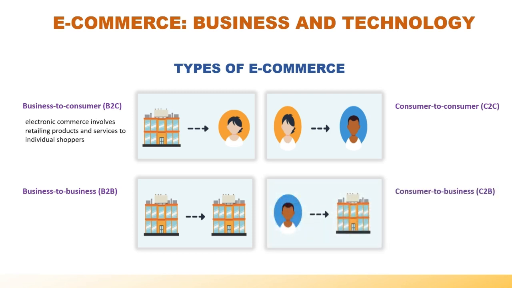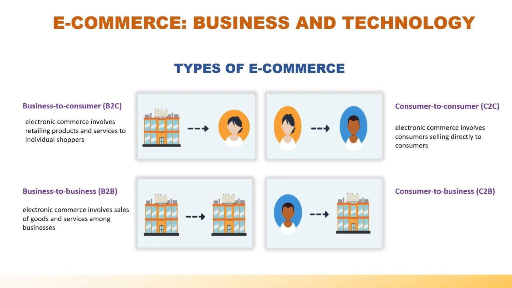Business to consumer electronic commerce involves retailing products and services to individual shoppers. Amazon's own products, Amazon Prime, and Amazon Originals are all examples of business to consumer e-commerce. Business to business electronic commerce involves sales of goods and services among businesses. Manufacturing materials, clothing, car parts, and semiconductors are business to business examples. Consumer to consumer electronic commerce involves consumers selling directly to consumers. Craigslist is the most widely used platform by consumers to buy from and sell directly to others.